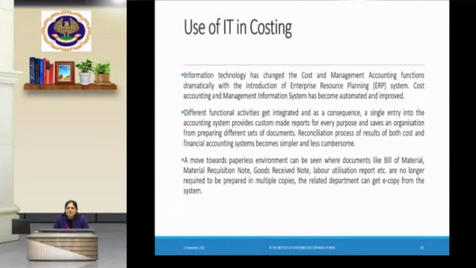So let us just quickly understand. Of course, more or less, all of us know what IT has done to our lives. So information technology has changed the cost and management accounting functions dramatically with the introduction of ERP, Enterprise Resource Planning. So ERP basically is operational in most of the organizations who work under online system. Cost accounting and management information system has become automated and improved. Different functional activities get integrated, and as a consequence, a single entry into the accounting system provides custom-made reports.